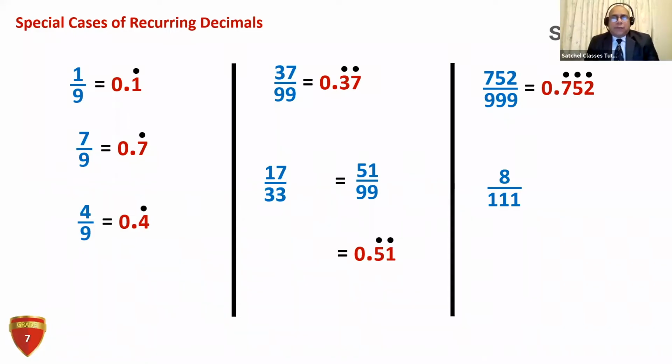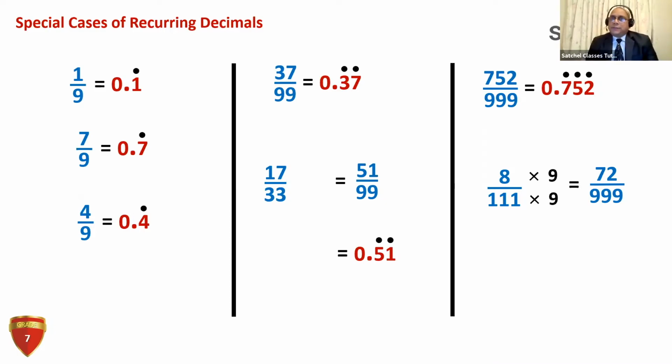How about 8 over 111? Now, once again, is it possible to convert 111 into 999? Yes, by multiplying that by 9. For that, I need to multiply the numerator by 9 as well. So if I multiply both numerator and denominator by 9, I'll get 72 over 999. Now here I have a problem. 999 has three nines, but 72 is only two digits. So what will recur? Well, ideally, as per the property, the number of digits in the numerator and the number of nines in the denominator must be equal. But in this case, they are not equal.